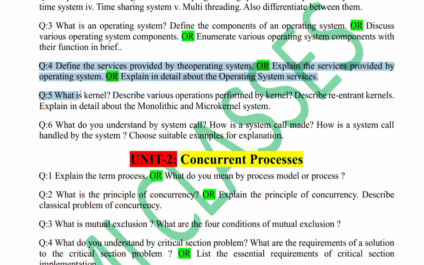Question number fifth is, what is a kernel? Describe various operations performed by the kernel. Describe re-entrant kernels. Explain in detail about the monolithic and microkernel systems.